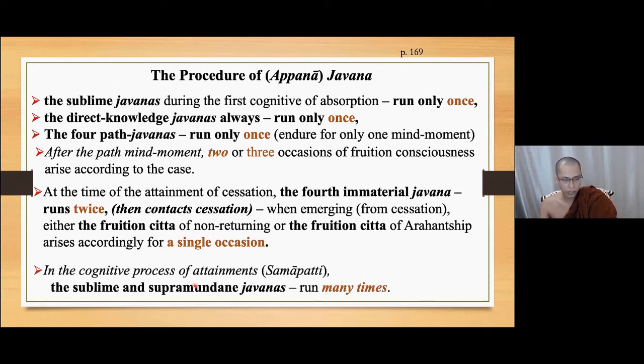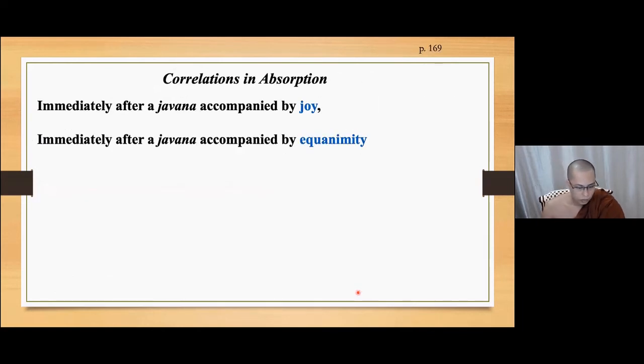Then in the cognitive process of attainment, the phala samapatti or jhana samapatti, the Javana moment can run many, countless times. Even in five minutes, we cannot count how many times of Javana and how many times of fruition arise. And sometimes they can continue for seven days in the human realm.